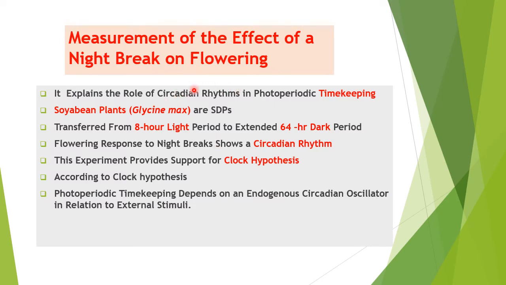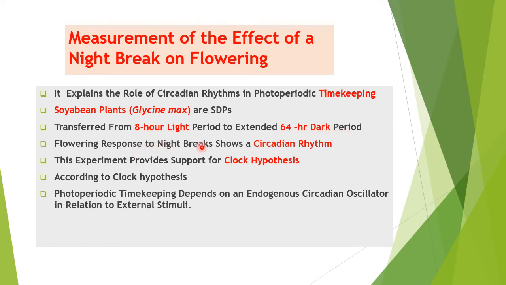Measurement of the effects of night breaks on flowering. See, the experiment which was done here explains the role of circadian rhythms in photoperiodic timekeeping. It was done on soybean plants, Glycine max, which is a short day plant. It was transferred from an 8-hour light period to an extended 64-hour dark period. So it is a short day plant. After 8 hours of light, it was taken to an extended 64-hour dark period.